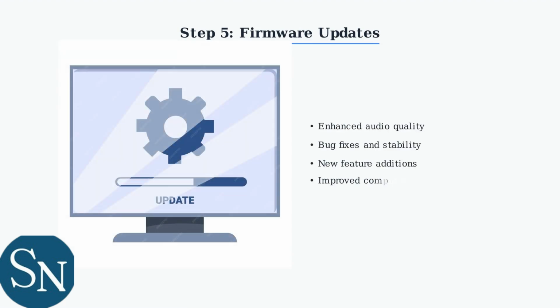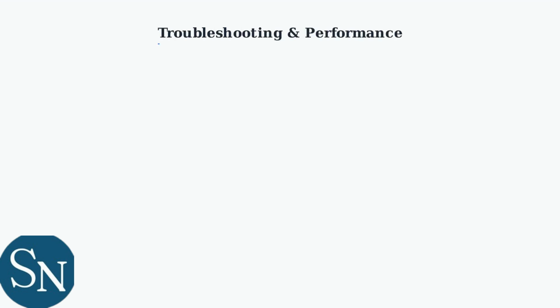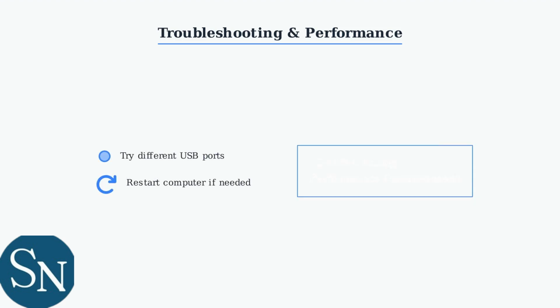The software will notify you when updates are available and guide you through the installation process. Always ensure your device stays updated for the best experience. If you encounter connection issues, try using a different USB port or restarting your computer. Properly configured audio software can improve gaming performance by 12 to 18% in games requiring precise audio cues, making this setup process worthwhile for serious gamers.